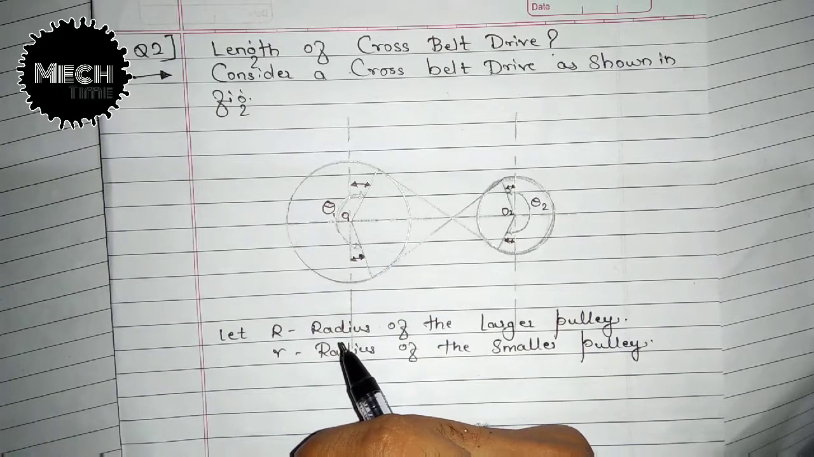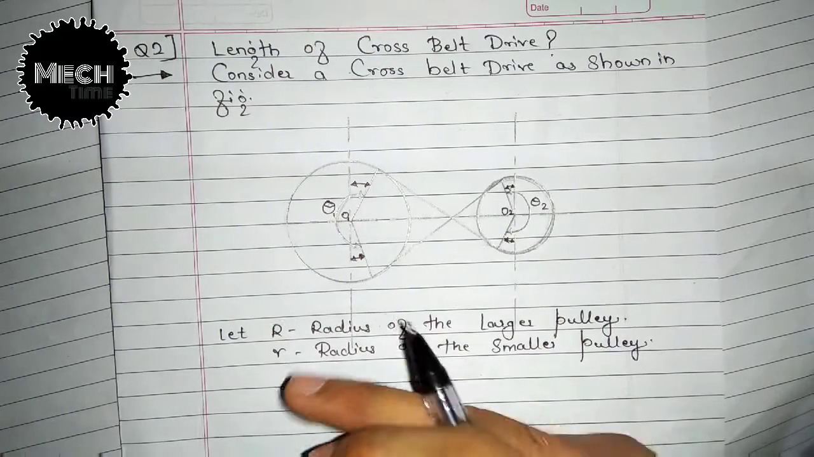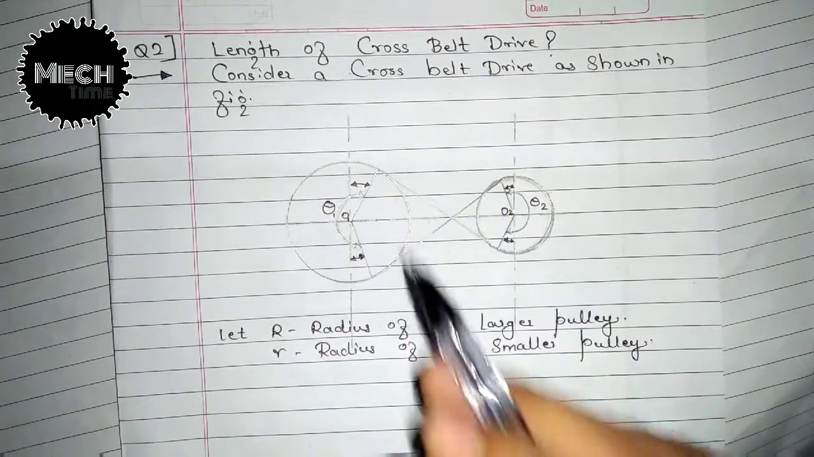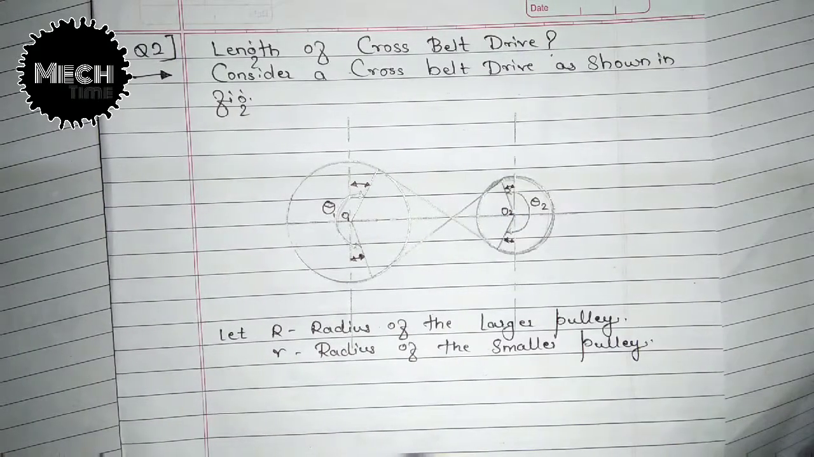As in the last video, I taught the derivation of the length of an open belt drive, which comes under belts, wire ropes and chain drives. Today I'm going to teach the length of a cross belt drive. So without taking more time in introduction, let's go.